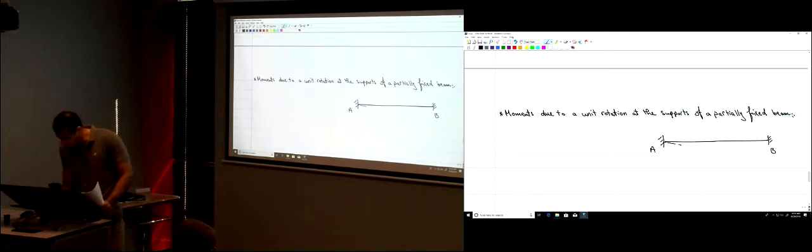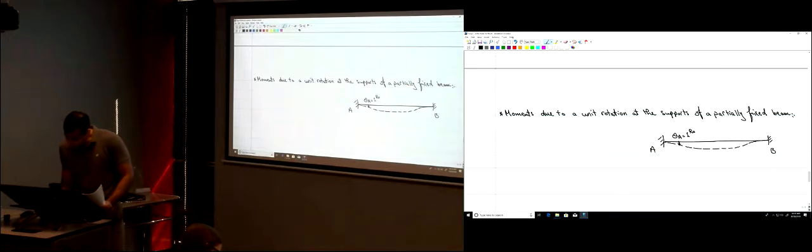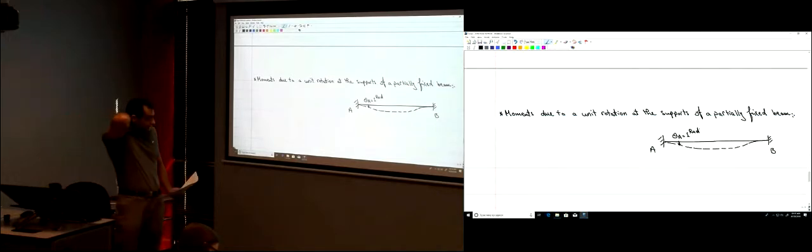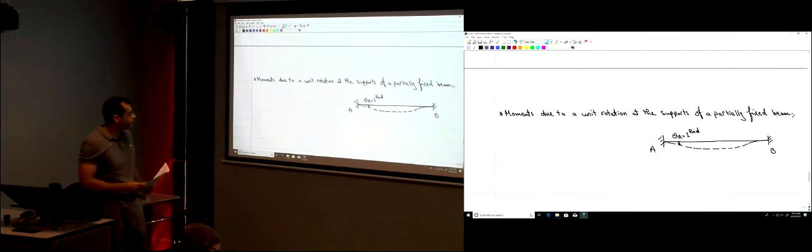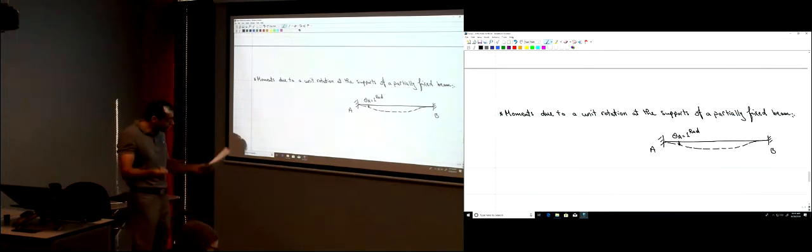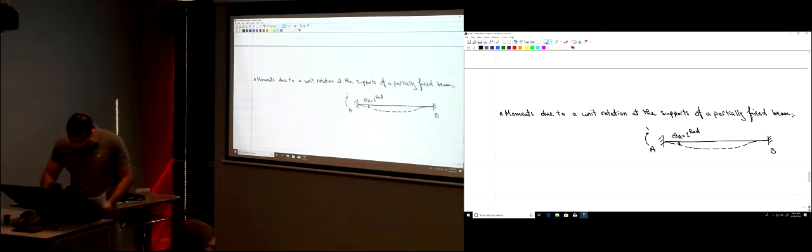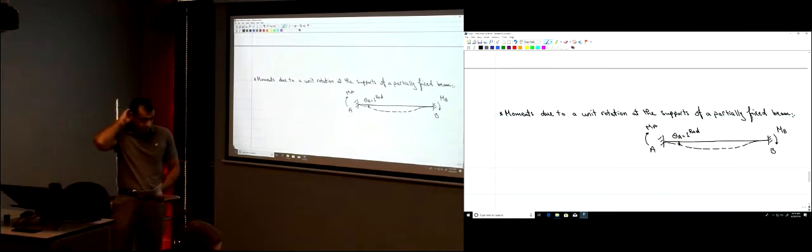So now let's say that there is a unit rotation here, a clockwise rotation at point A, theta A, that is equal to 1 radian. Okay? That's the only information that I have here. The beam wants to move, or the supports want to move the beam back to its equilibrium position. So it's going to apply some moments. There will be some moments, MA and MB, that tend to move the beam back to its original position. Okay?